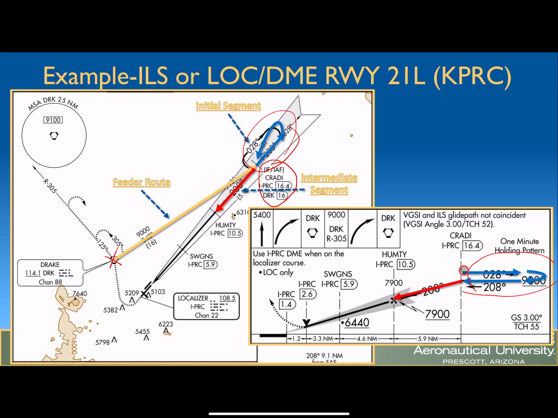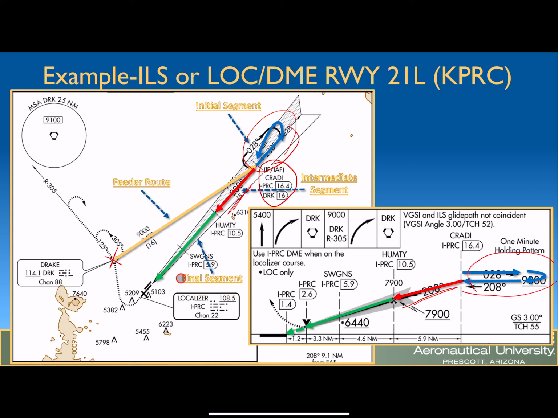Okay, so here we have our intermediate segment. You can see the two intermediate segments on the top-down view and our profile view. And that's going to take us down to our final approach fix. So in this case, if you're doing a precision approach, if you're on the ILS, your final approach fix is when you have glide slope intercept. And once you have glide slope intercept, you're going to take that down to your decision altitude.